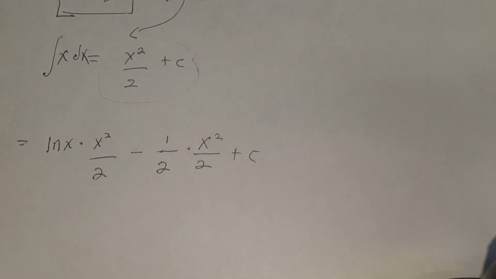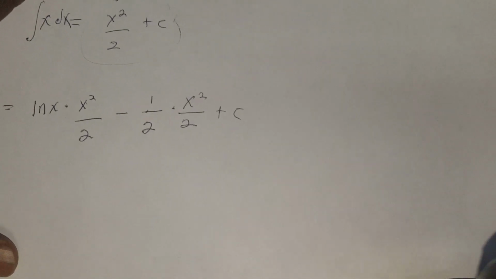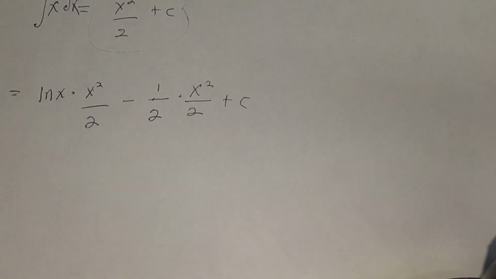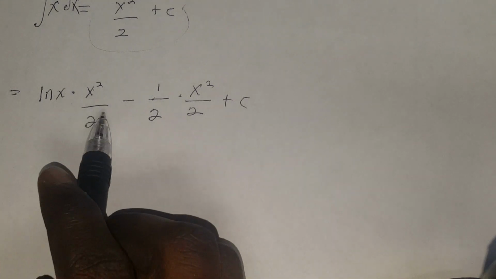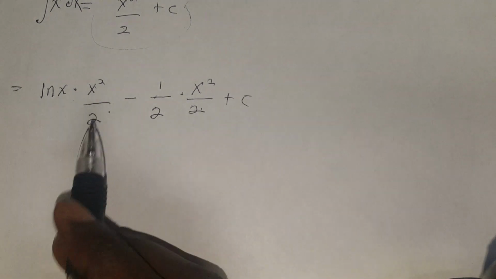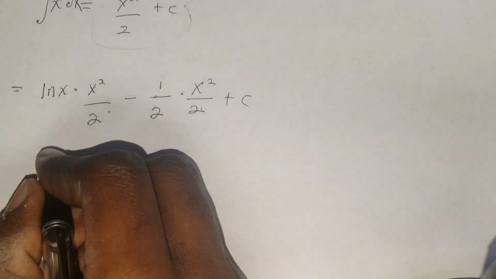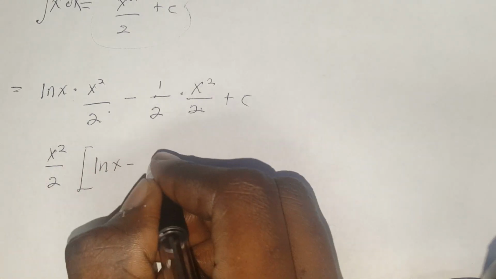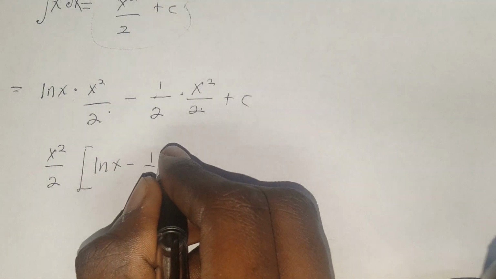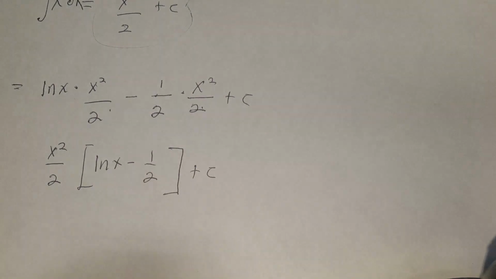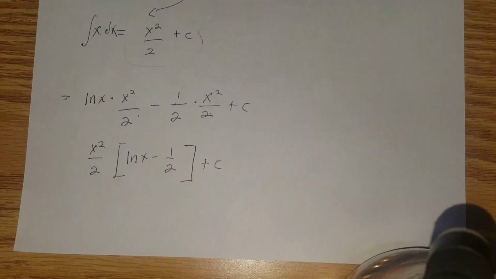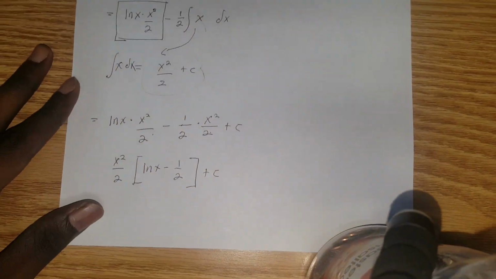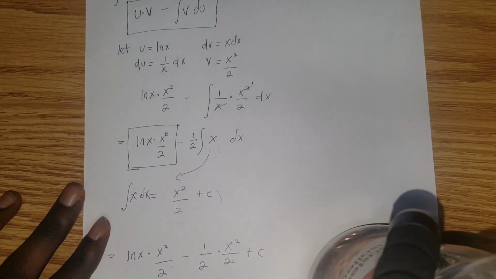So at this point, we are actually done with the problem. The only thing left is the algebra. I have x squared over 2 here, I have x squared over 2 here, so I can now bring that one up. So I have x squared over 2 in brackets, natural log of x minus 1 over 2, plus c. So boom, we're done. We've actually solved this problem using integration by parts.